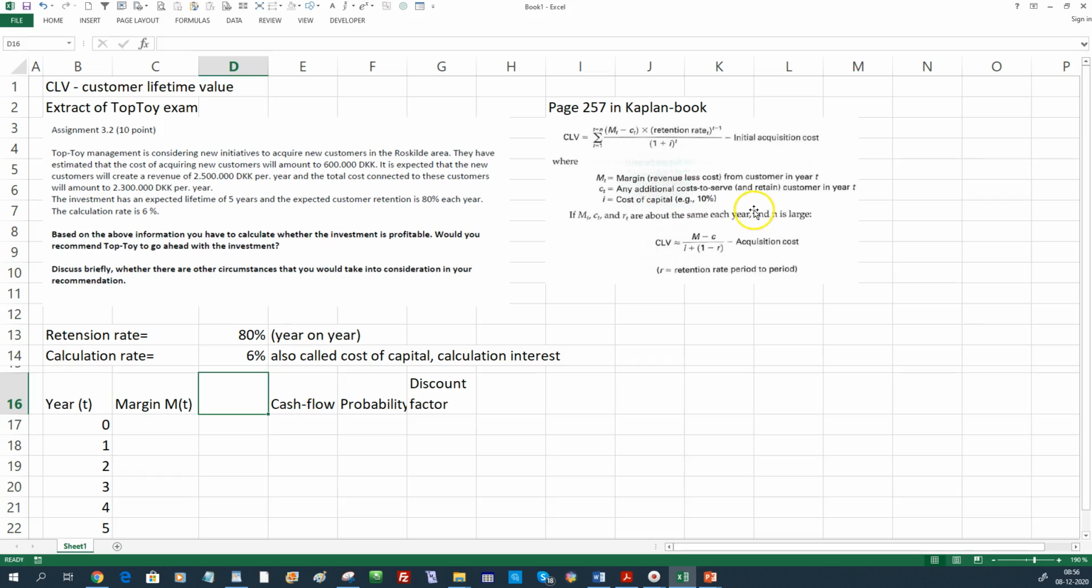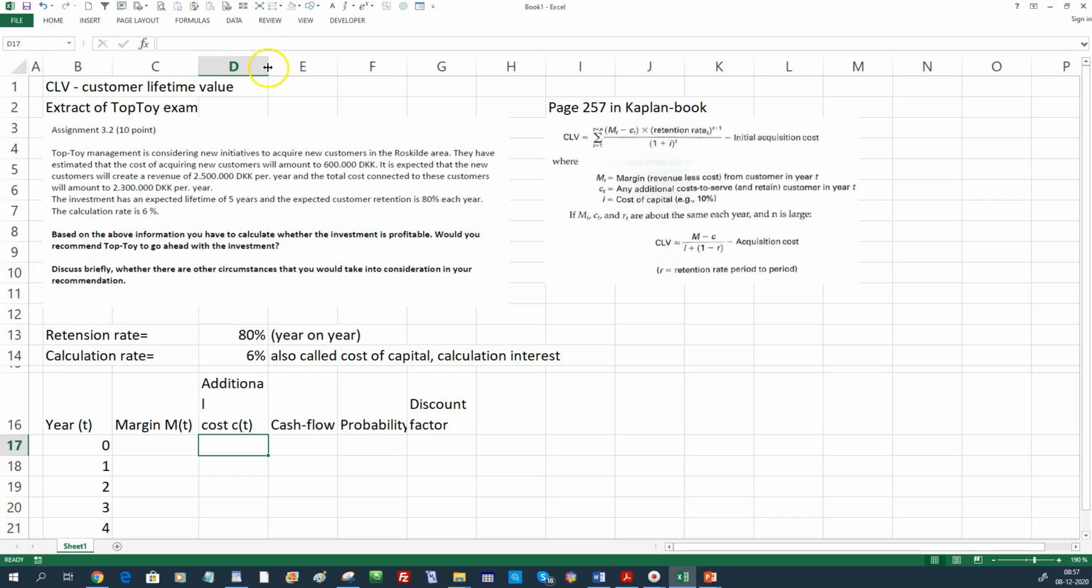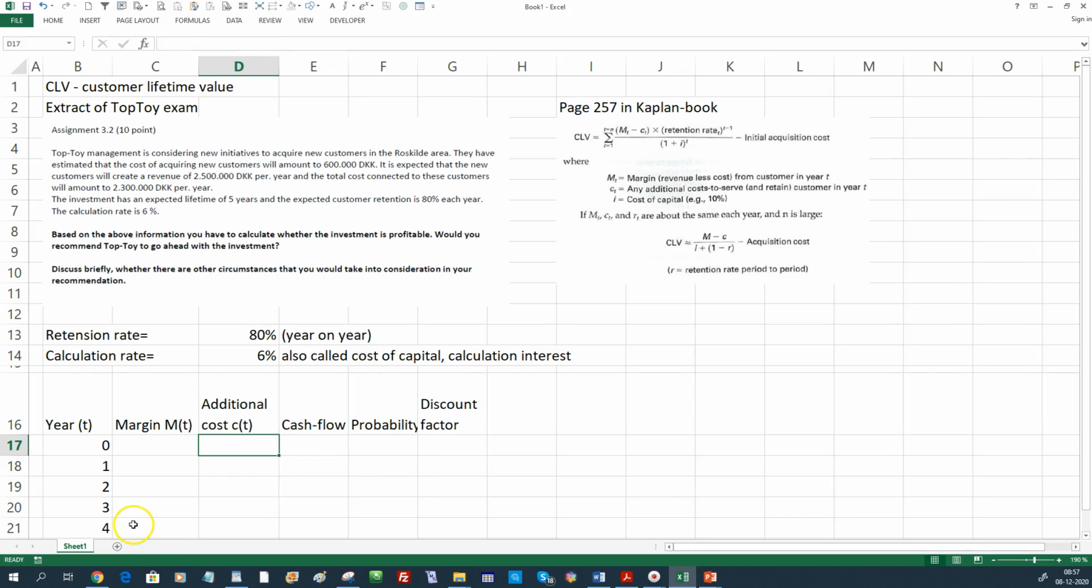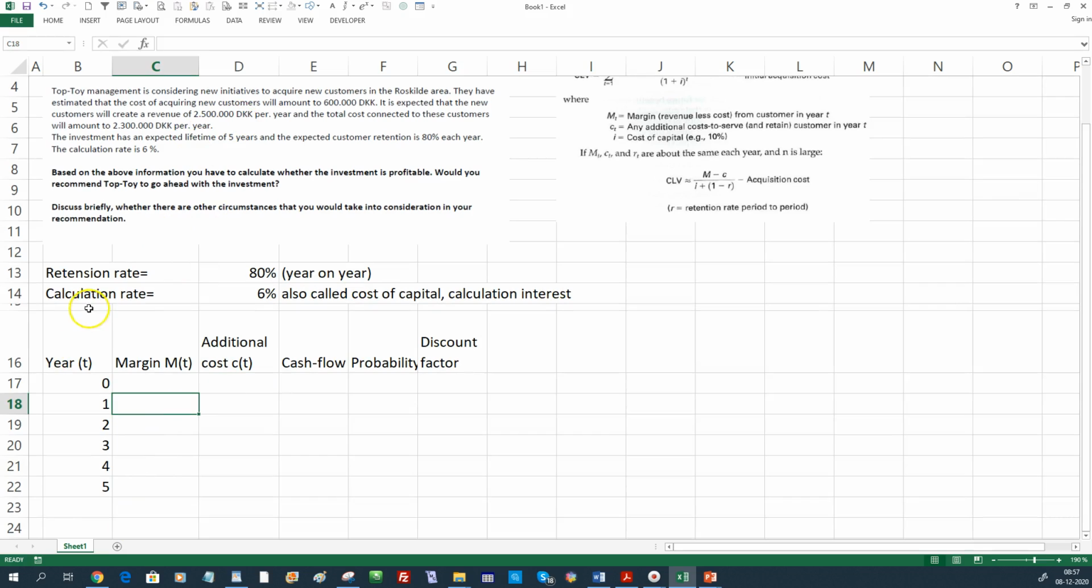But okay, here I'll call it additional cost. Oh, something went wrong. I will have to fix that. C for the year T, additional cost. Yeah, so they tell us here, we could say it's all in 1,000 kroner, all in 1,000 DKK.